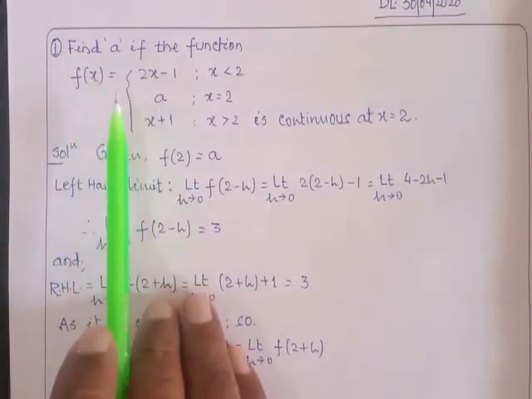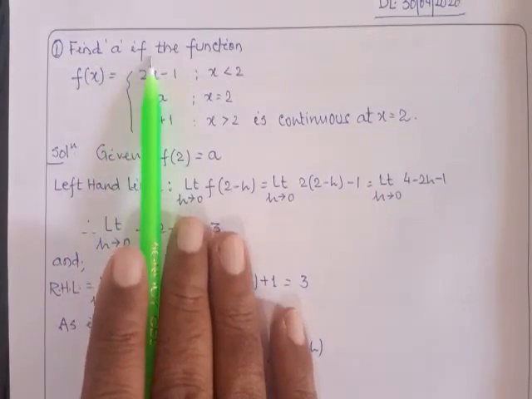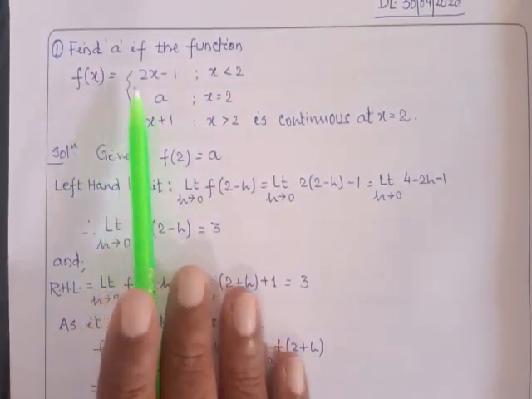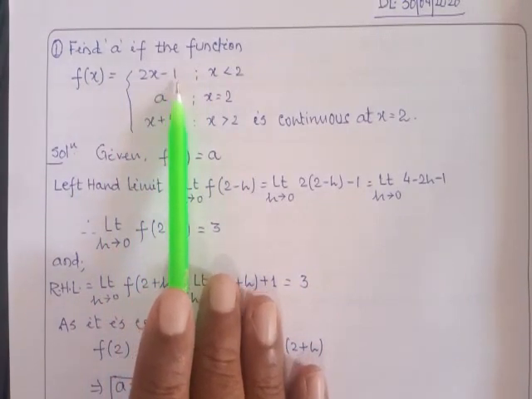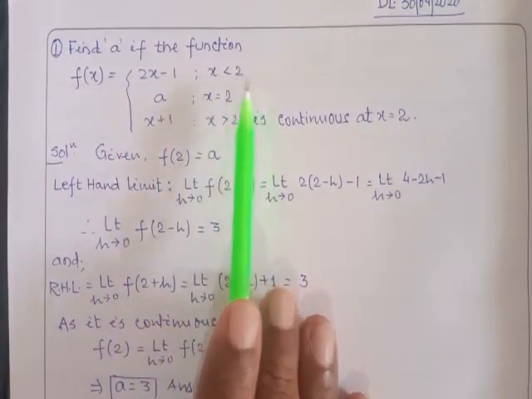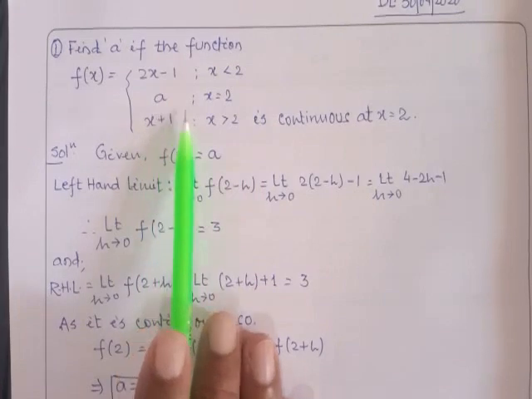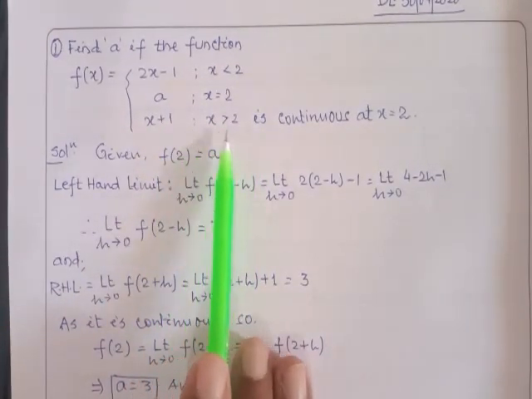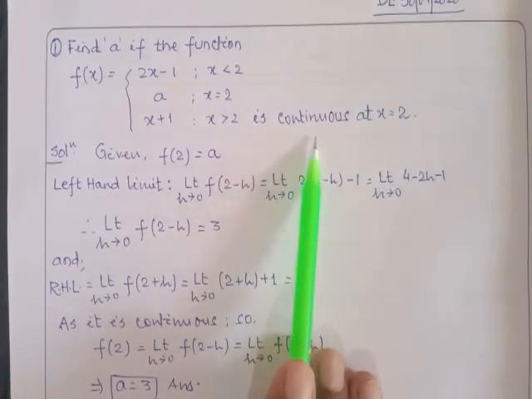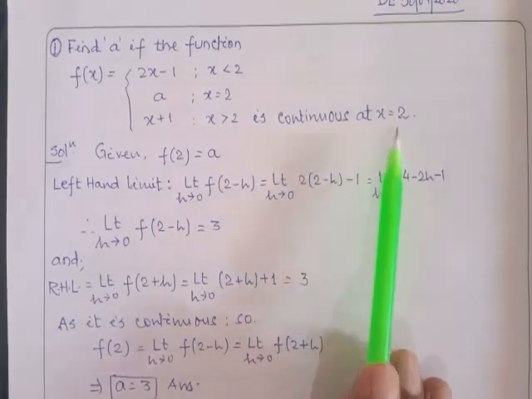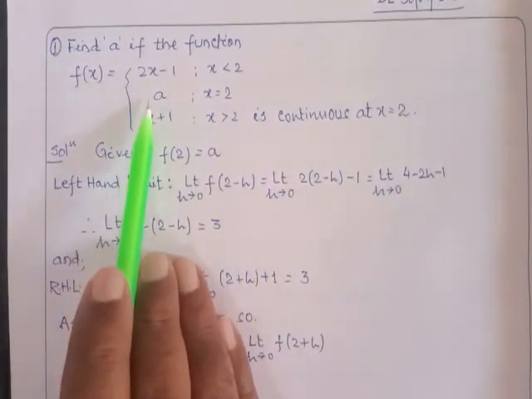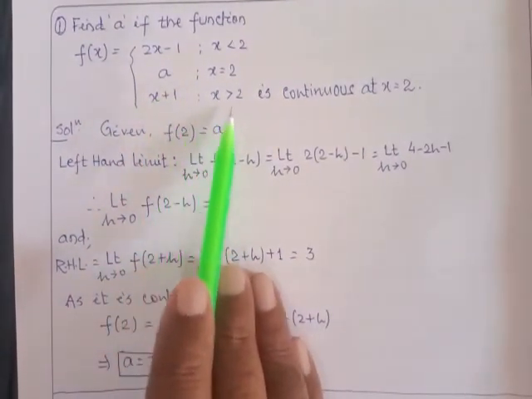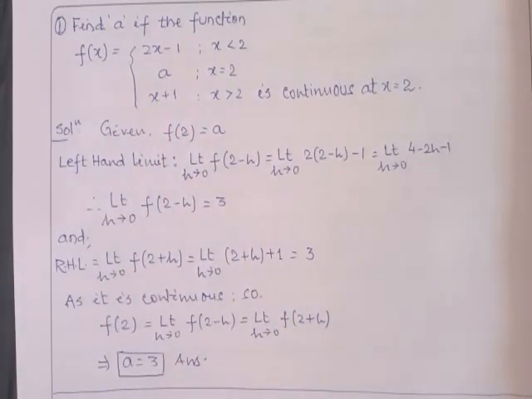See the first question. Find the value of a for the function f(x), which is defined as f(x) = 2x minus 1 when x is less than 2, equal to a when x is equal to 2, and x plus 1 when x is greater than 2, is continuous at x equal to 2. It means given that the function is continuous, you have to find the value of a.